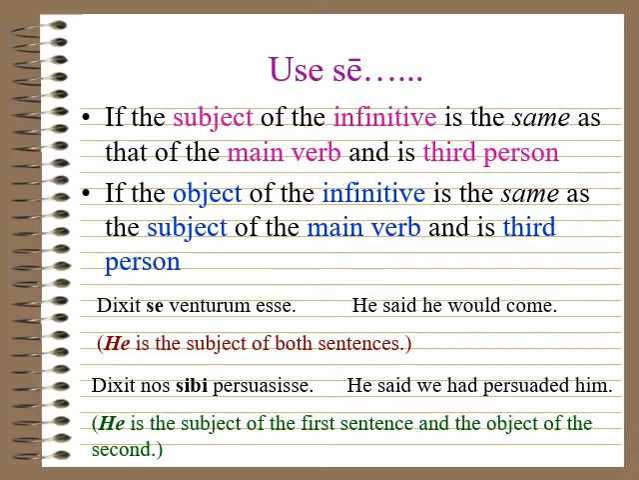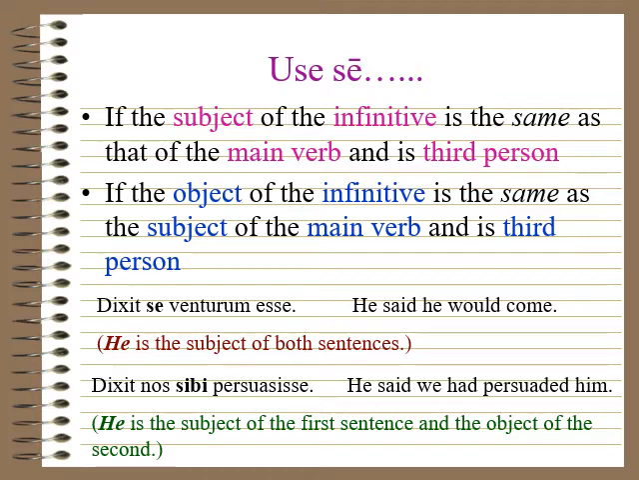So, for example, if we have dixit se venturum esse, it has the same subject. He said that he would come. So you use an actual word for that. It's the word se, okay? That says to me that you're going back to the subject. That se word.